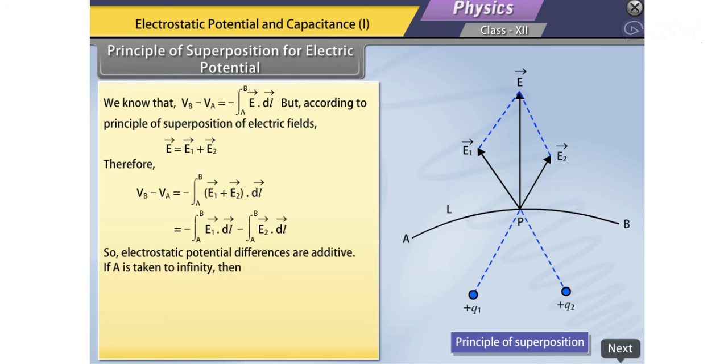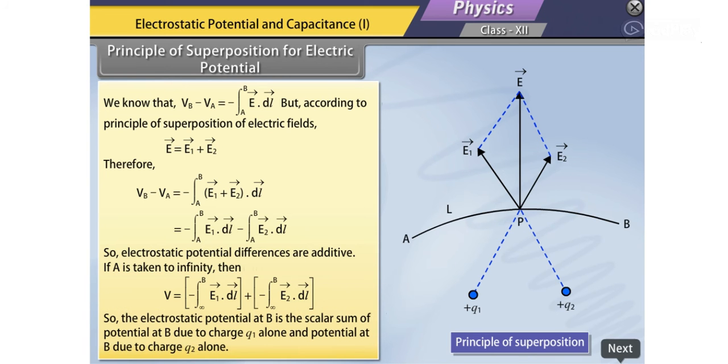If A is taken to infinity, then V is the sum of −∫ from infinity to B of E1·dl and −∫ from infinity to B of E2·dl. So, the electrostatic potential at B is the scalar sum of potential at B due to charge Q1 alone and potential at B due to charge Q2 alone. This result is applicable for any number of charges.